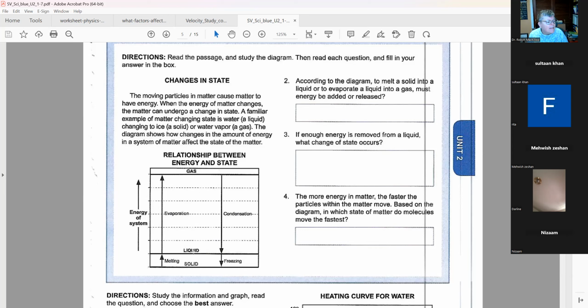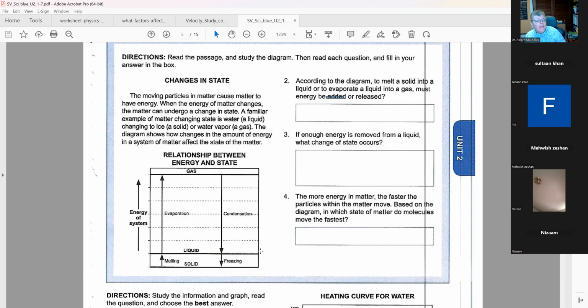So we're looking at going from a solid into a liquid. Is that more energy or less? More. The arrow goes up. Perfect. Energy is added for that one, because liquid to a gas is still an arrow going up, more energy. If enough energy is removed from a liquid, so energy going down, what change of state occurs? What do you end up with? Liquid to solid. Perfect.